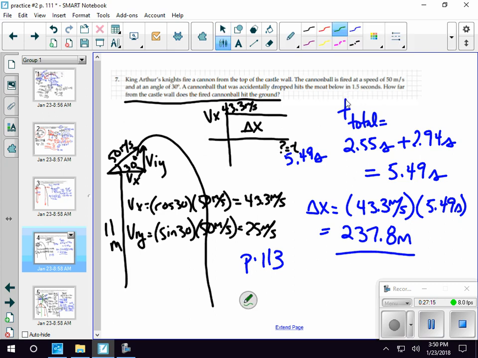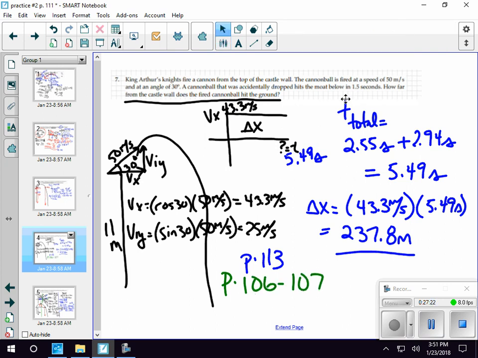Or we have another handy-dandy bunch of questions on pages 106 and 107. And those also have answers, but no work. So anytime it mentions an angle, guess what? That's one that's launched at an angle. Anything that talks about just being horizontally dropped or no angle mentioned at all, that's a horizontal projectile. You can practice that one separately.